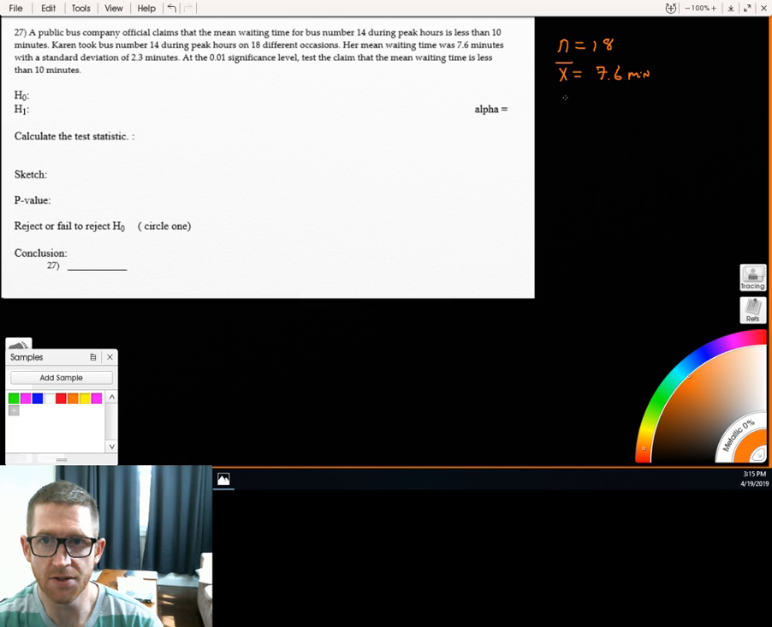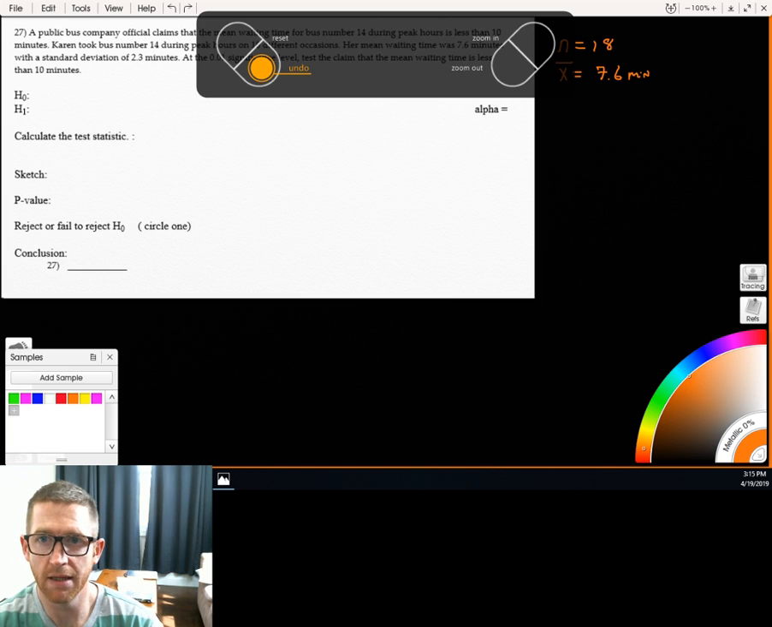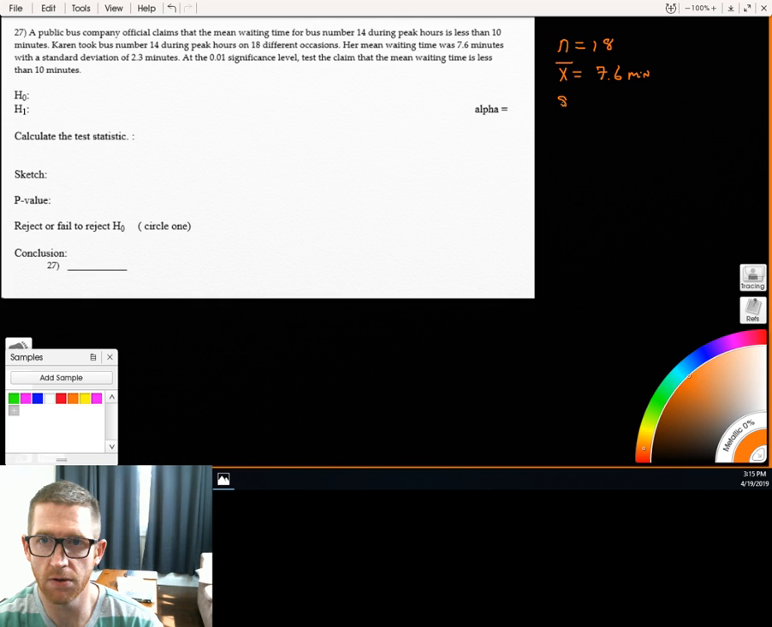And her standard deviation, so not the population standard deviation, but her sample standard deviation, was 2.3 minutes. At a significance level of 0.01, so it's very small, 99% confidence.